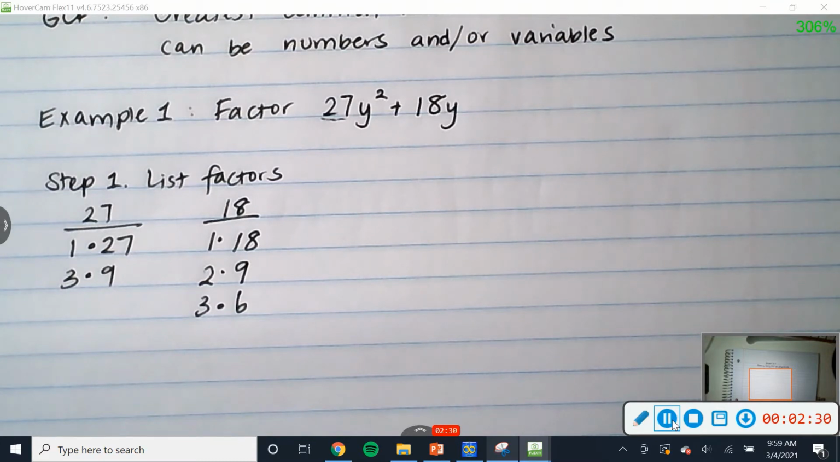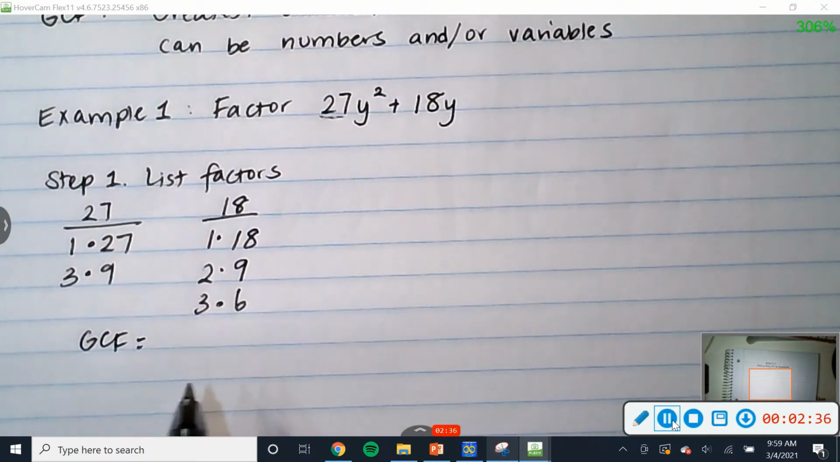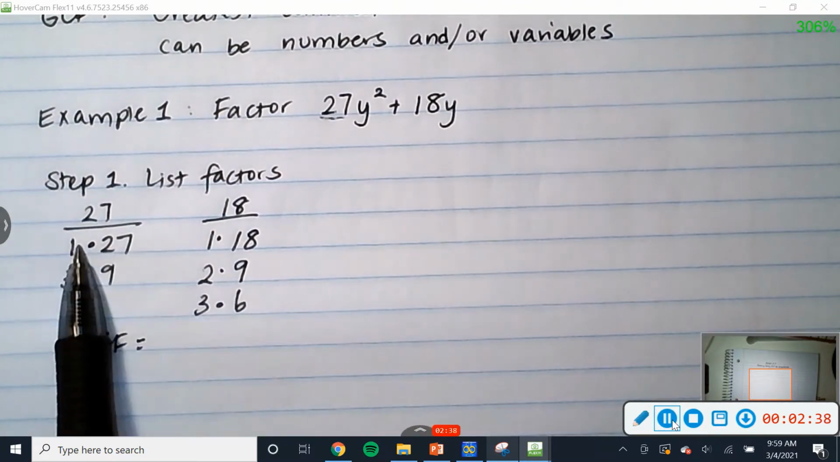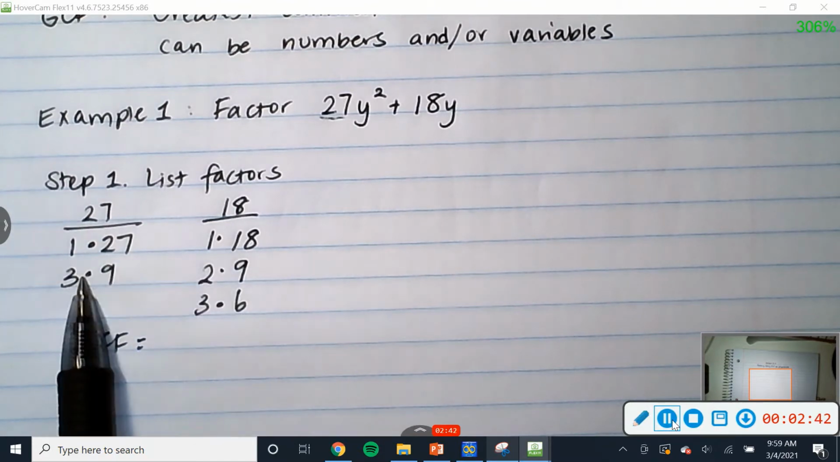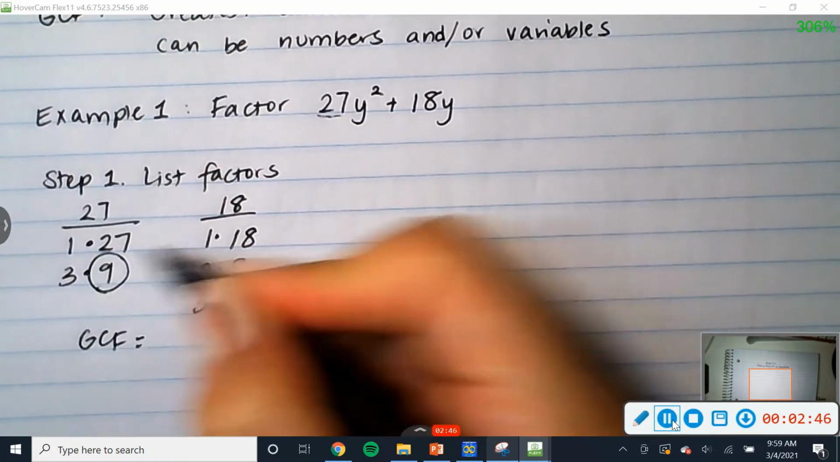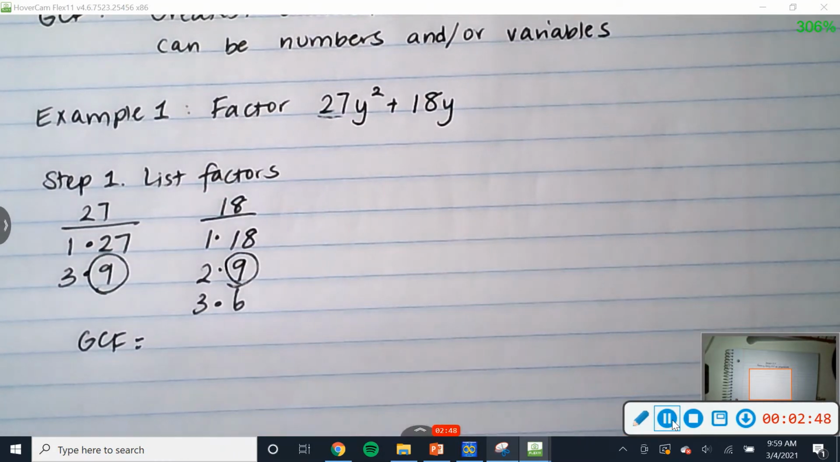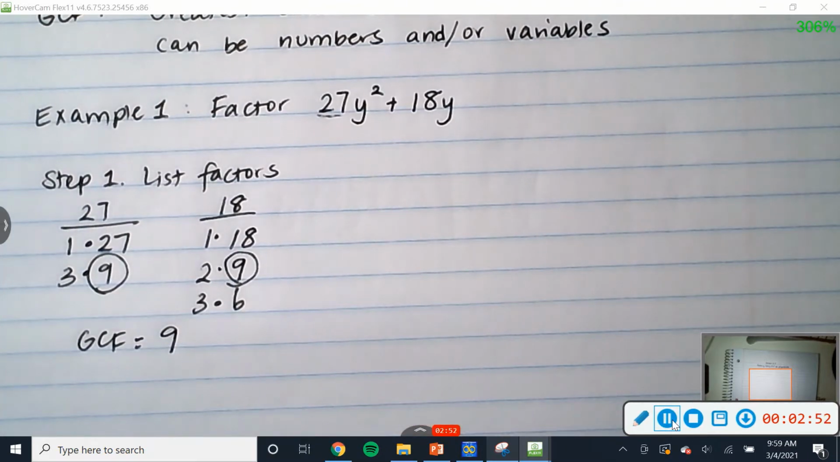After you list them out, you can identify the GCF, the greatest common factor. So I see some common factors. 1, they share in common. They also both have 3 as a factor, but the greatest one is going to be 9. Both of these have 9. So the GCF is going to be 9.